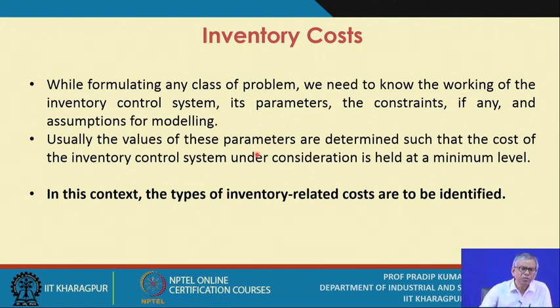Similarly for all other inventory control systems, we refer to their parameters. Usually the values of these parameters are determined such that the cost of the inventory control system under consideration is held at a minimum level. So everything you determine in such a way that the total cost of running the system is held at a minimum.